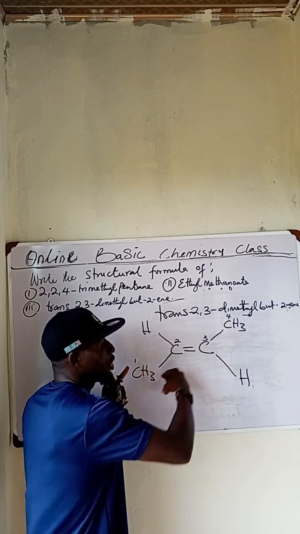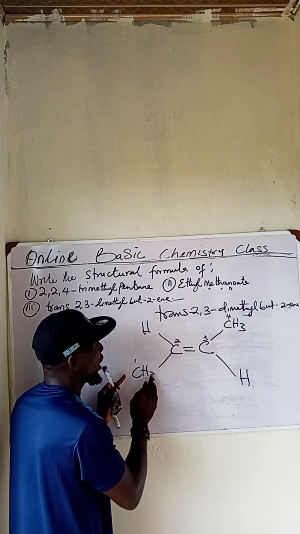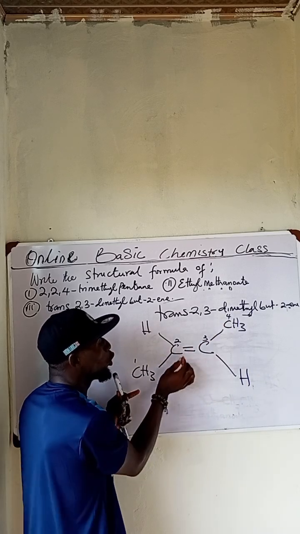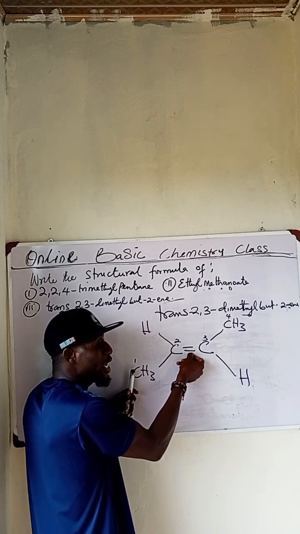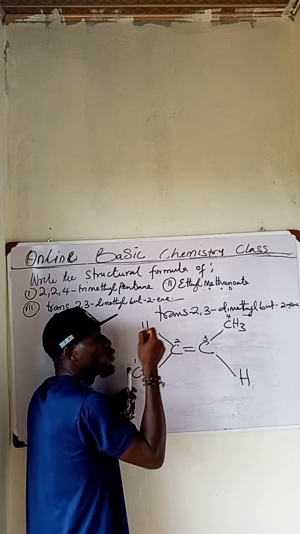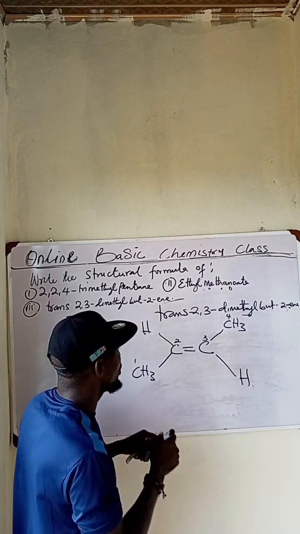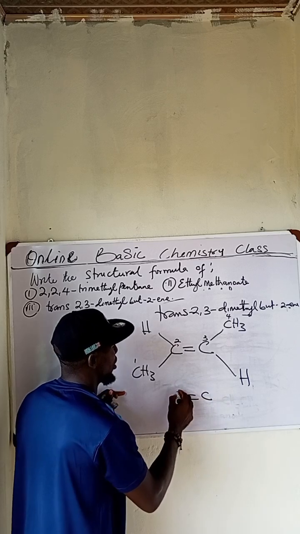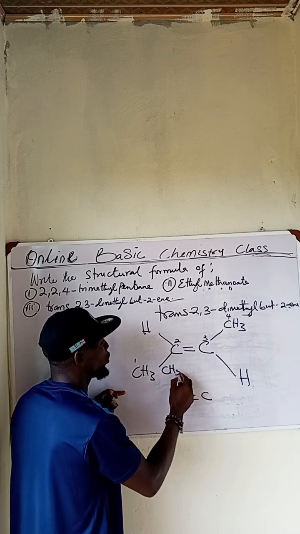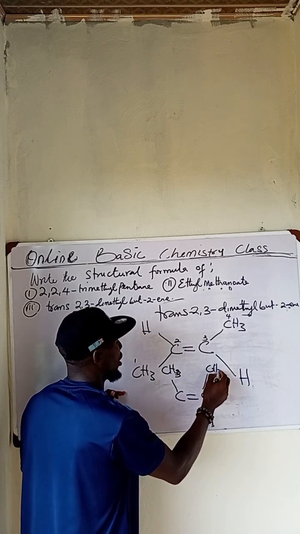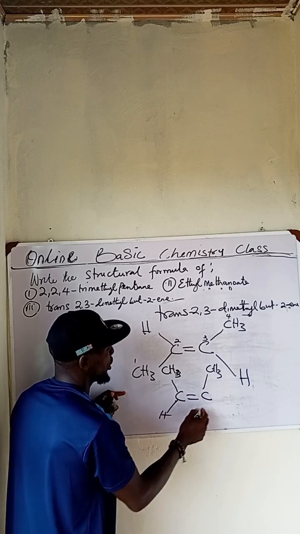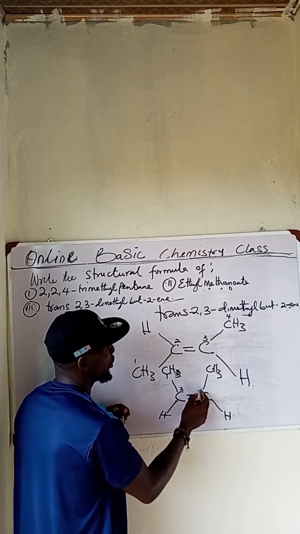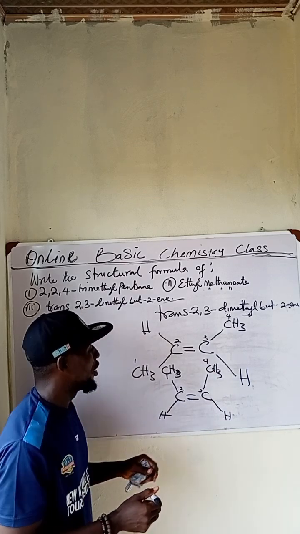But this is part of the chain: trans-2,3-dimethylbut-2-ene, because the double bond is at position 2. As if it was cis, you put your CH3, the two heavy groups, on the same side, then your H and your H. So you can say 1, 2, 3, 4. Is that clear? So this is cis.